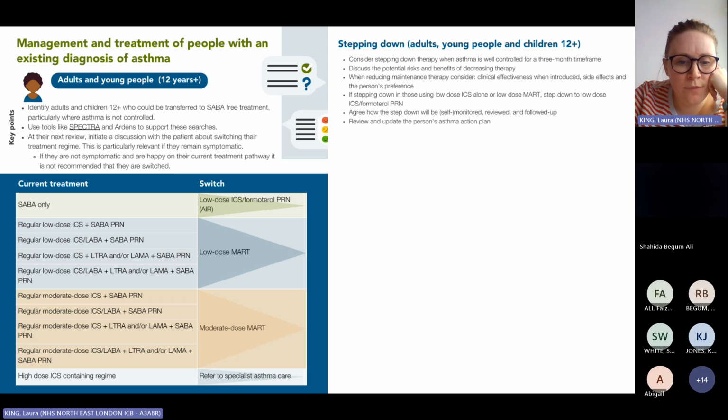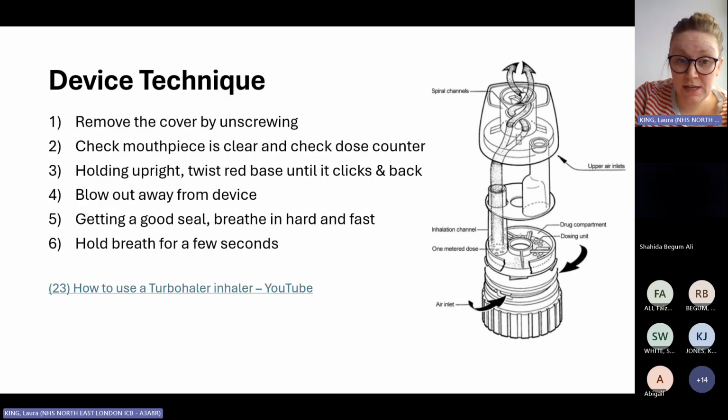When we're thinking about initiating MART, there are some fundamental things that we want to be doing to make sure someone's using it safely. So what I like to use is the mnemonic AIR. So we've got our asthma plan, we've got our device technique, inhaler technique, and we've got review. So we've got here our device technique.